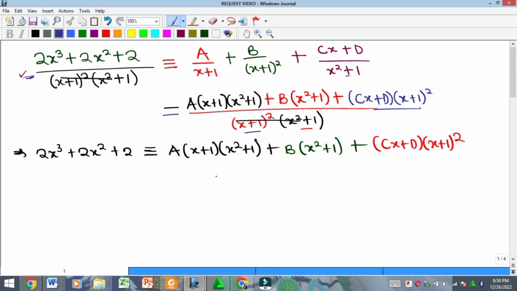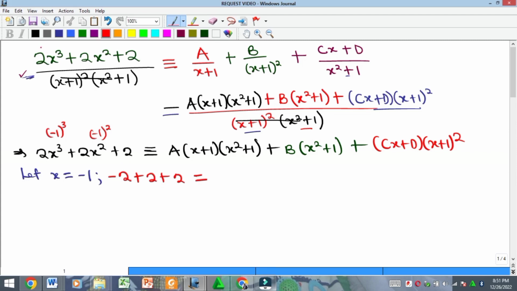One of the things we can do is to try to eliminate some of the constants. Here we can actually eliminate a, c and d by putting our x as minus 1. So if I let x be negative 1 here, I'm going to have negative 1 raised to the power of 3, and that is negative 1. So negative 1 times 2 is negative 2. Then plus, negative 1 raised to the power of 2 is going to be 1. 1 times 2 is 2. And finally, we'll have plus 2 here.